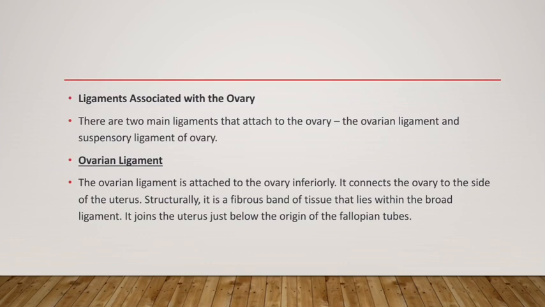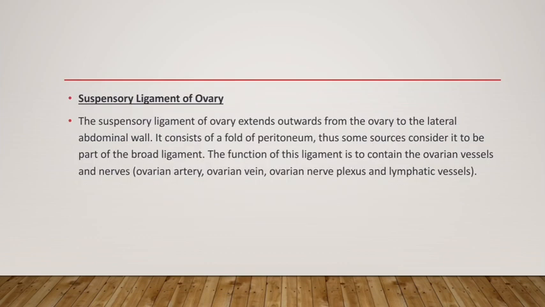Ligaments associated with the ovary. There are two main ligaments that attach to the ovary: the ovarian ligament and the suspensory ligament of the ovary. Ovarian ligament, this is attached to the ovary inferiorly. It connects the ovary to the side of the uterus. Structurally, it is a fibrous band of tissue that lies within the broad ligament. It joins the uterus just below the origin of the fallopian tubes.